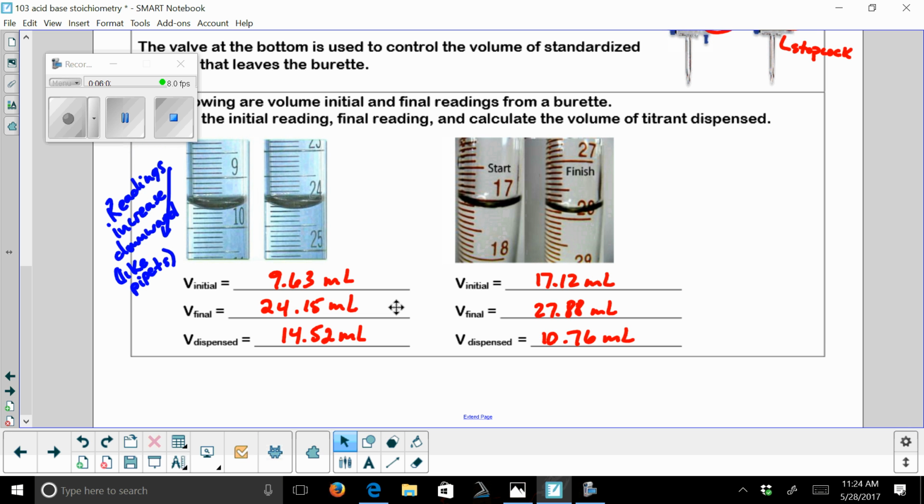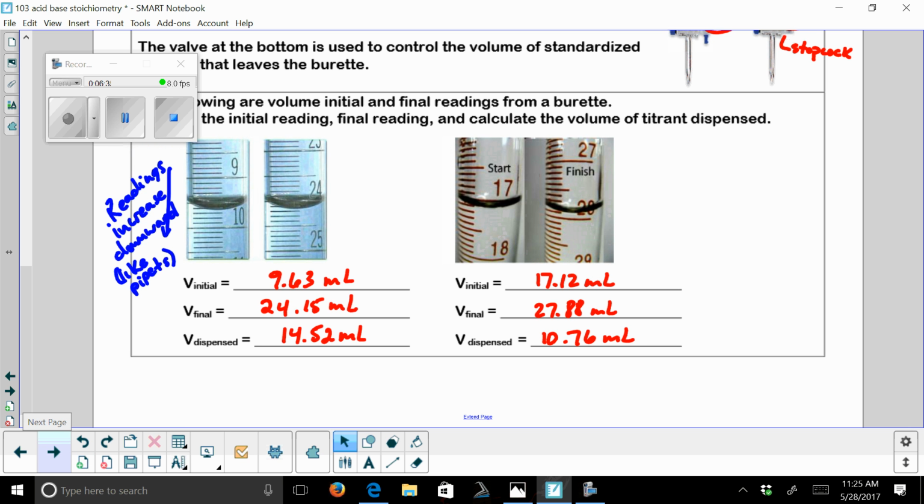Here's another situation, very similar. This one's a little bit harder to read, but again, the idea is the same. So here I've got 17 milliliters, and it looks like 17.1. There's my meniscus, and a little bit over, so 17.12. And the final volume here looks like 27.88 milliliters. And so this gives us a volume dispensed of 10.76 milliliters.